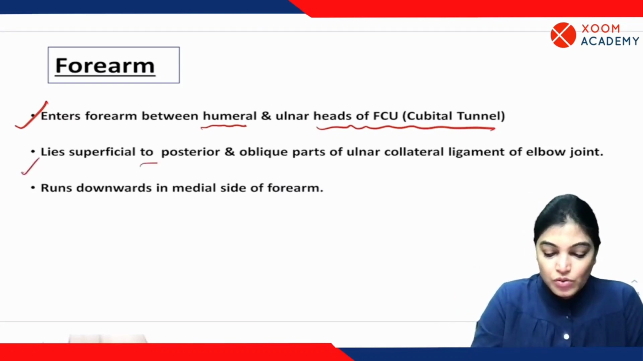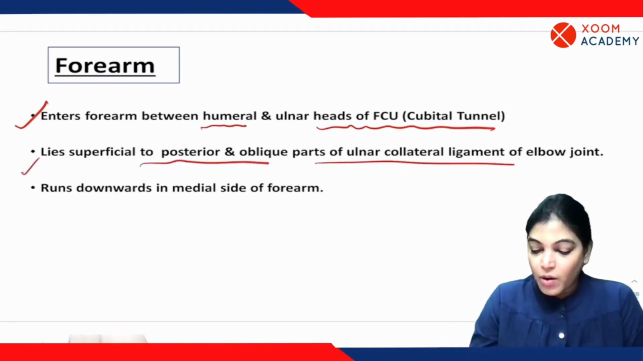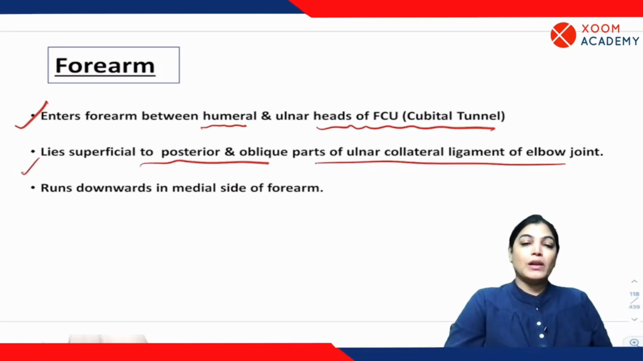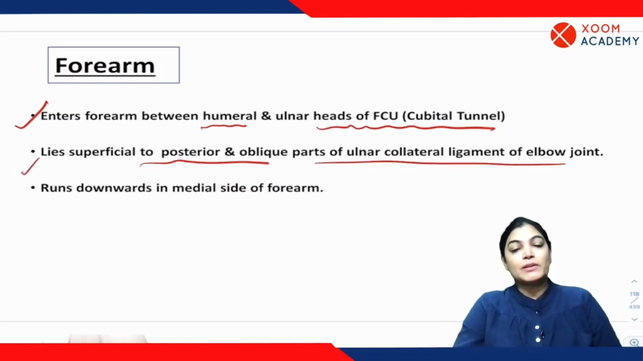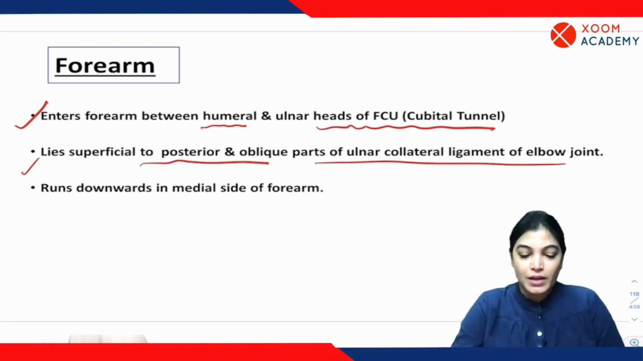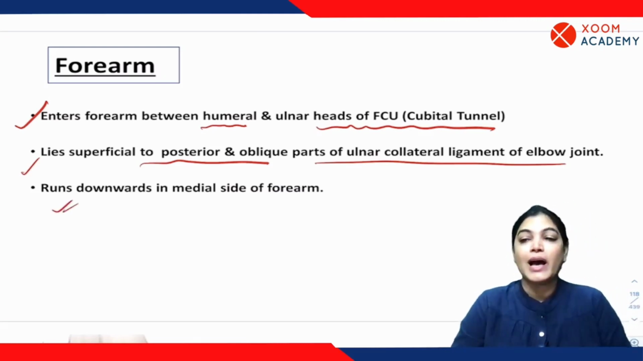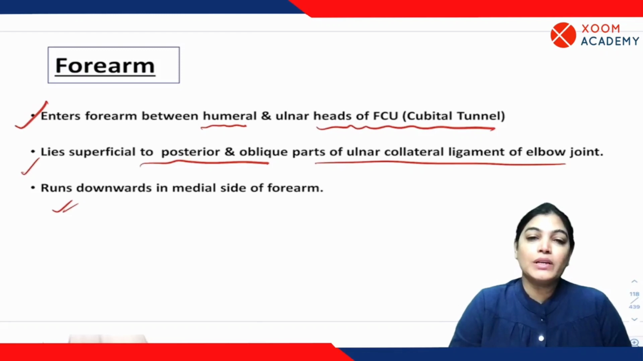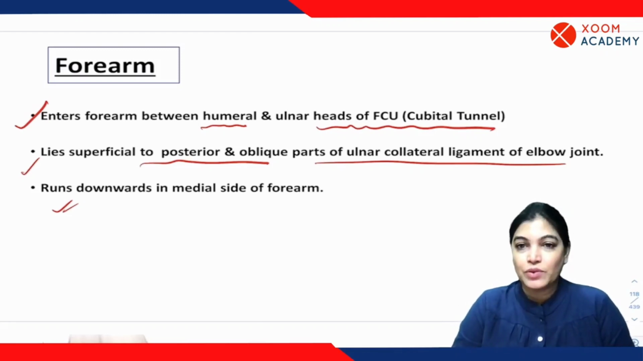Thereafter, it lies superior to the posterior and oblique part of the ulnar collateral ligament of the elbow joint. After traversing between the two heads of flexor carpi ulnaris, it is lying superficial to the oblique part and the posterior part of the ulnar collateral ligament, and thereafter it traverses downward towards the medial side of the forearm. Okay, it gives innervation to the medial part of flexor digitorum profundus and flexor carpi ulnaris, the two muscles of the medial aspect of the forearm in the flexor group. They get innervation from the ulnar nerve.